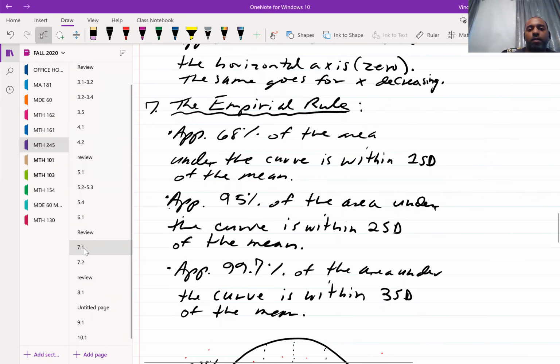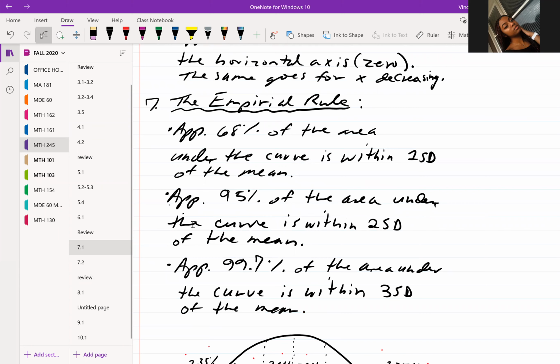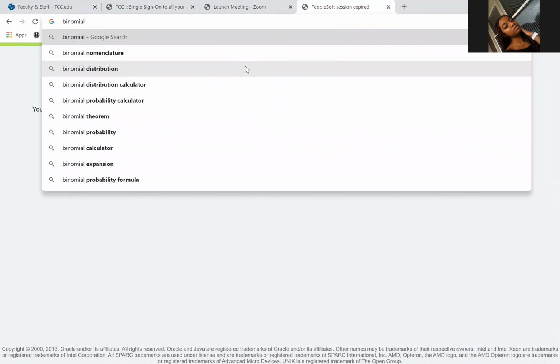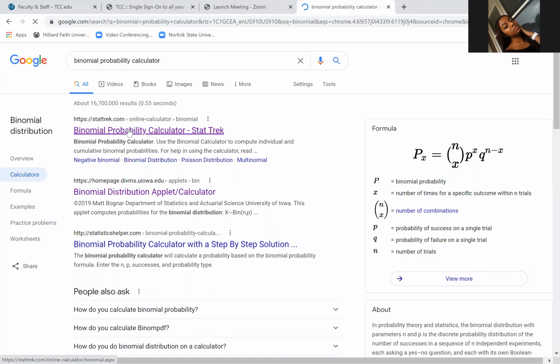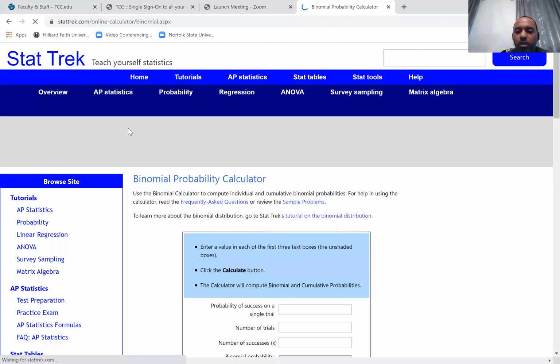And then my last question is, this is late, but for the binomial probability distribution, was there like an online calculator we were supposed to be using, or were we supposed to be doing those calculations by hand? You can use an online calculator. Let me go to, I don't have it. Oh, hold on one second, I can show you. Binomial probability calculator, see if that's good. Yeah, let me see Stat Trek. Yep, this one right here worked.